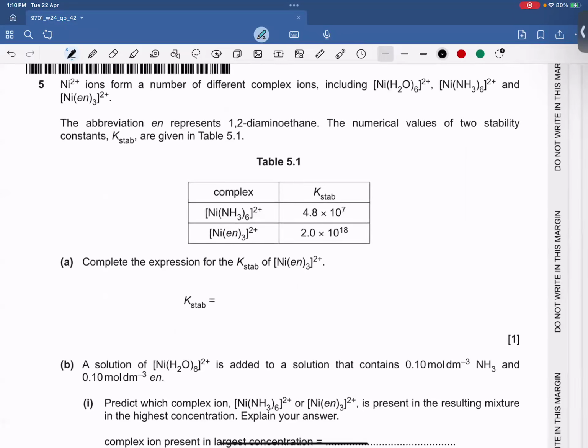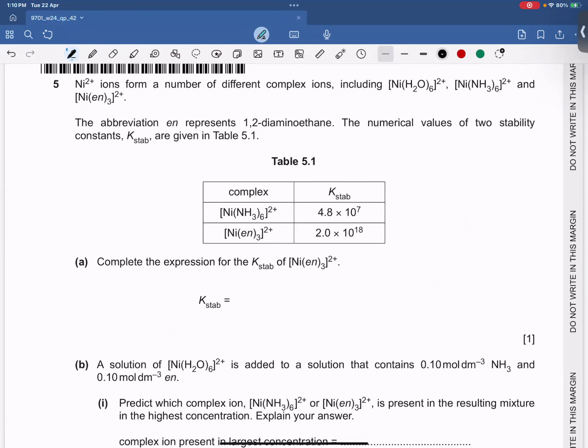This question is again from the transition elements, guys. Examiner's favorite. Nickel 2 ions form a number of different complex ions, including this complex, ammonia, and En. Both of them are monodentate ligands. This is a bidentate ligand. Complexes formed through bidentate ligands are more stable than the ones formed through monodentate ligands, which means the stability constant of this complex is far greater than these two complexes.